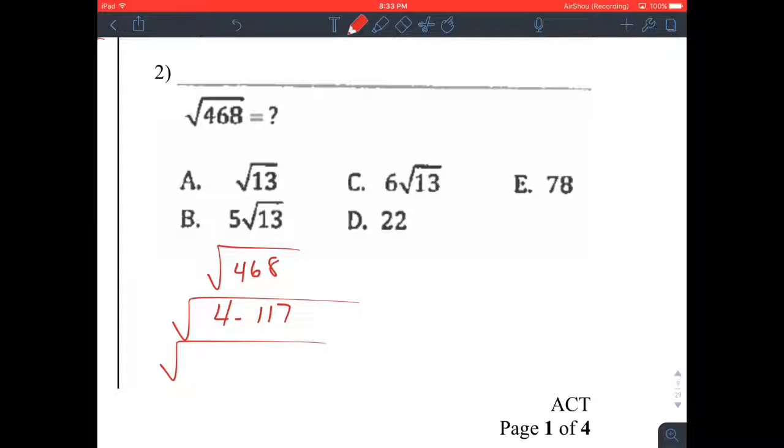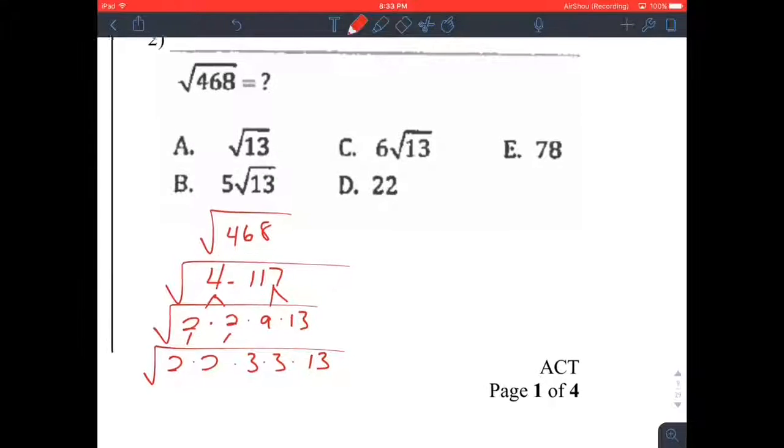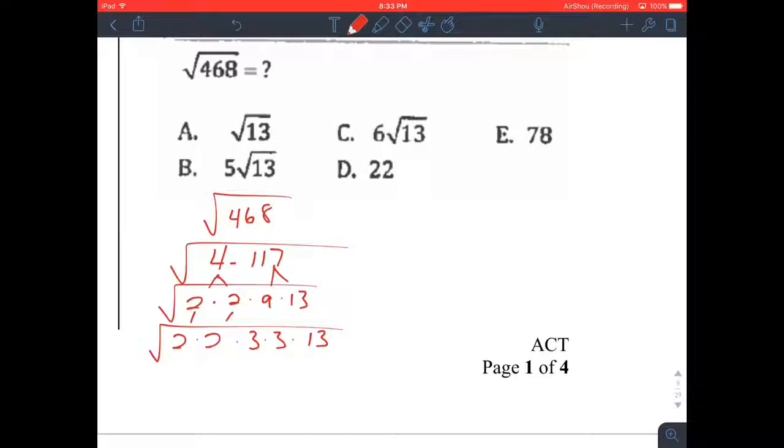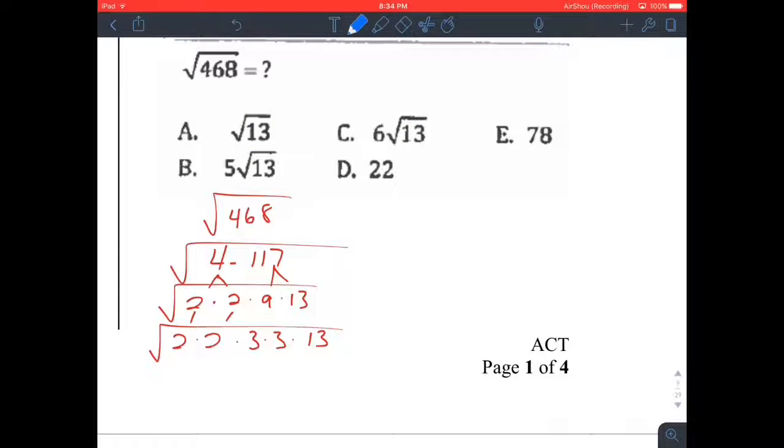4 breaks down to 2 times 2. 117 breaks down to 9 and 13. Two's prime, 2's prime, 9 breaks down to 3 times 3, and 13 is prime. Once you have all prime numbers, and you're trying to figure out what this simplifies to, you circle pairs of the same number. The reason it's pairs, this is a square root. If this was asking for a fourth root, you would need a group of 4 of the same number.